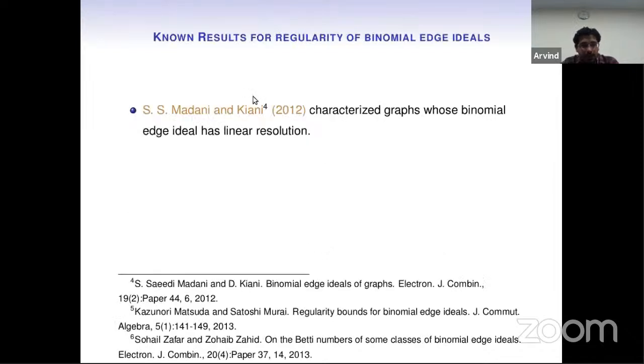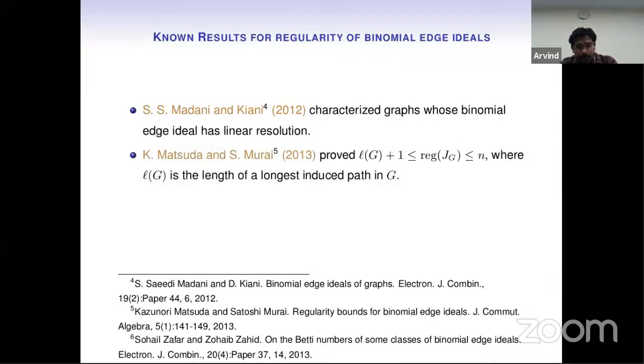So let's recall what is known about the regularity of binomial edge ideals. Saeedi Madani and Kiani characterized graphs whose binomial edge ideal has linear resolution. By linear resolution here we mean the regularity of J_G is 2, because these ideals are basically generated in degree 2.